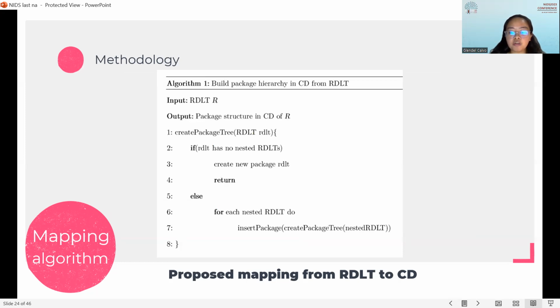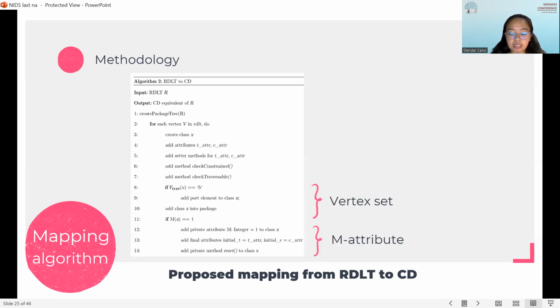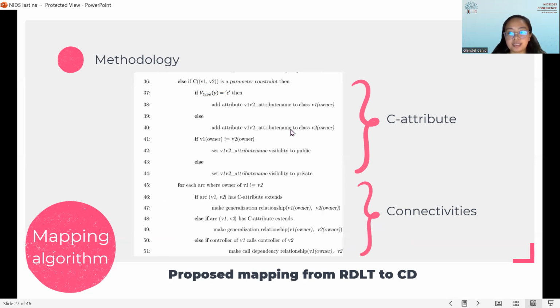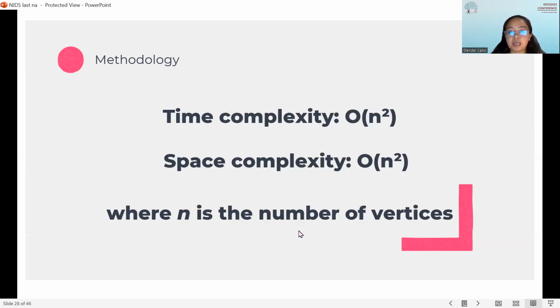And this is the mapping algorithm for building the package hierarchy in class diagram from RDLT. The recursive algorithm represents the package hierarchy setting, thereby supporting nested structures. And the second algorithm is the proposed mapping for RDLT to CD. And this part here is for the vertex set, the M attribute, the L attribute, the C attribute, the C attribute again, and for the connectivities. The time and space complexity for the proposed mapping algorithms are quadratic, where n is the number of vertices.